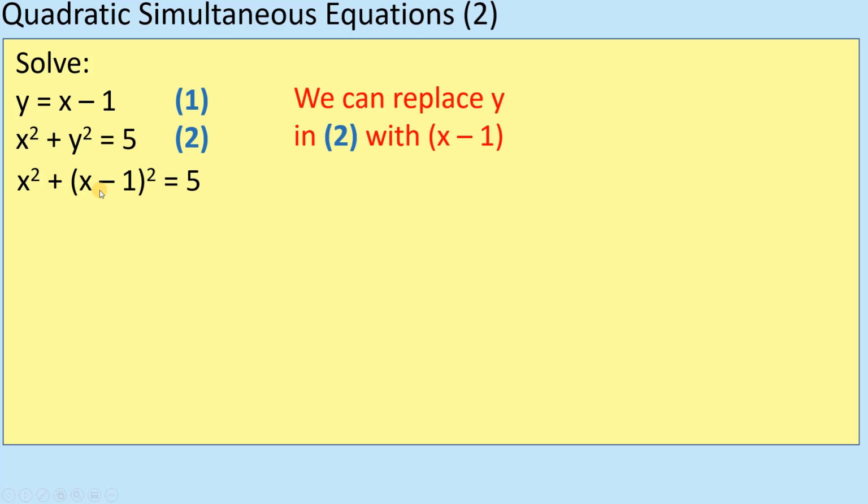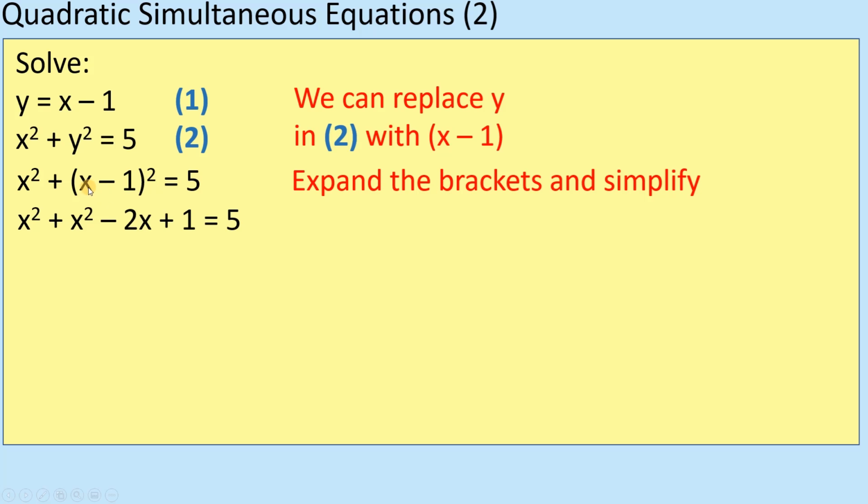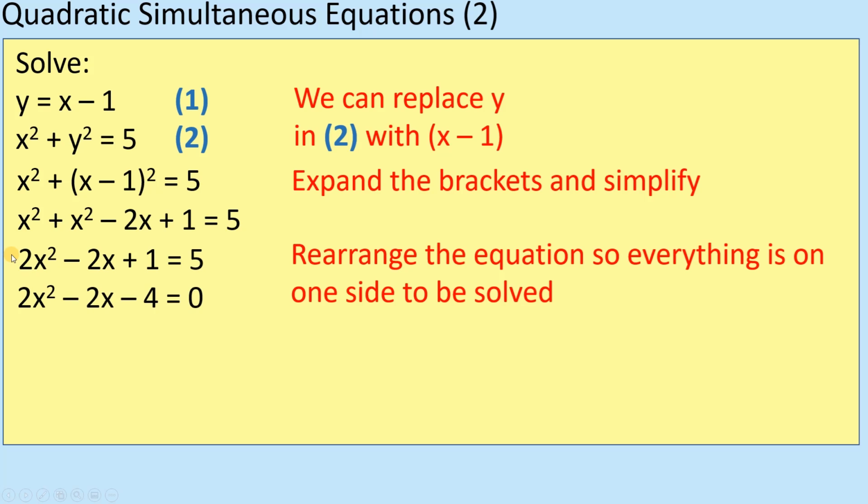Now a bracket squared is a double bracket, so I need to expand that double bracket, which is going to be x squared minus 2x plus 1. If you need to write out the whole two brackets to do it, then please do so. I've done it without. Then we're looking to simplify it a little bit, and we're trying to get everything to the left hand side to make it equal 0 like I did in the previous one. So I've got 2x squared minus 2x plus 1 equals 5. Get the 5 across as well, so 2x squared minus 2x minus 4 equals 0.